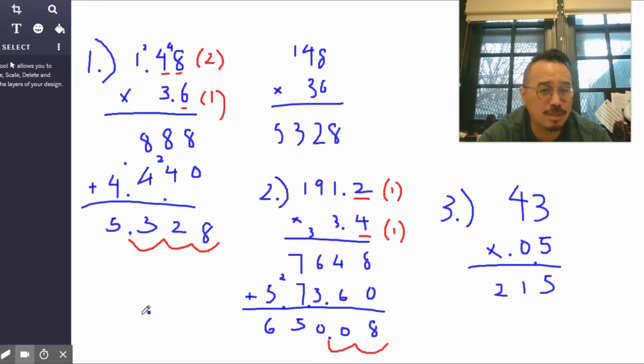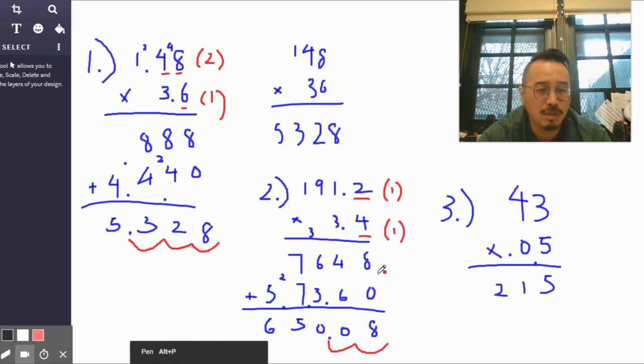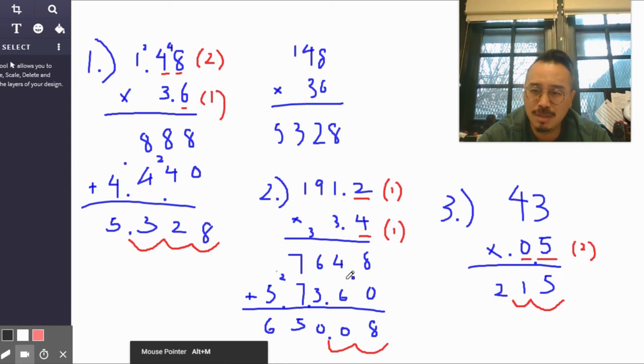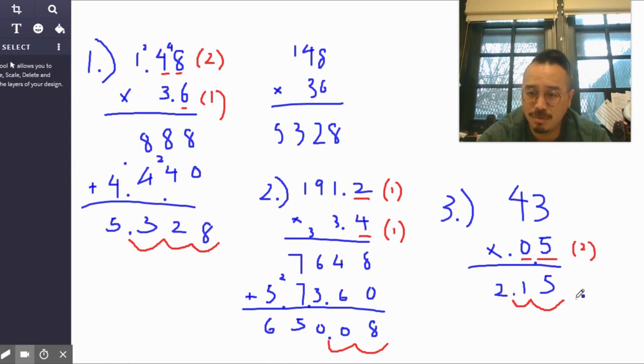How many decimal places do we have? Yep, 1, 2. That's it. There isn't any here. There's no decimal with a place value afterwards. It's only this one. So we got 2 digits after the decimal. So it's 1, 2. Right? So as you can imagine, 0.05 of 43 or 5% of 43 is a very, very tiny number. Okay, in this case, 2.15.